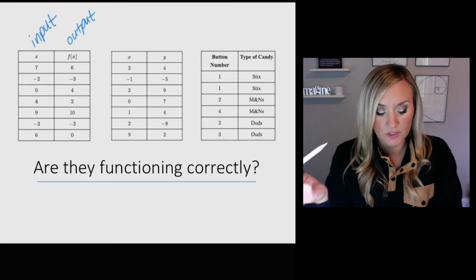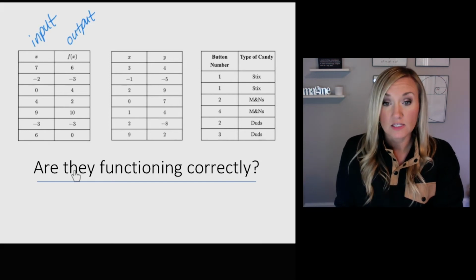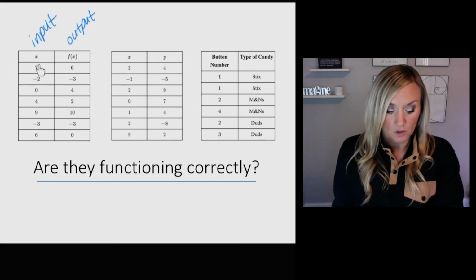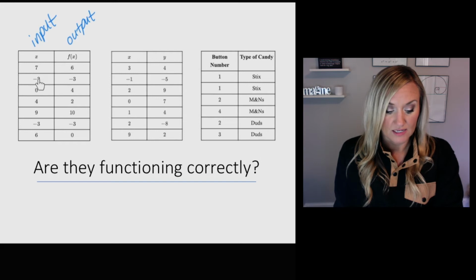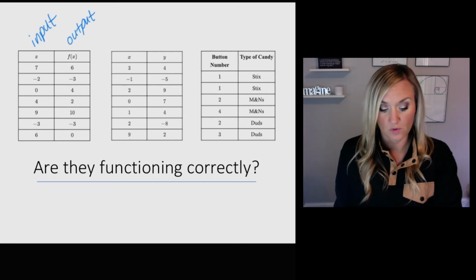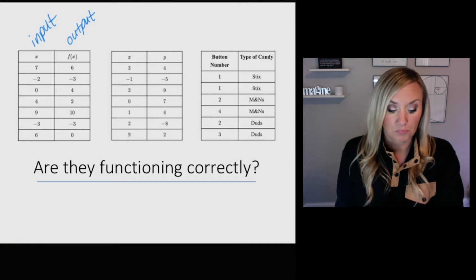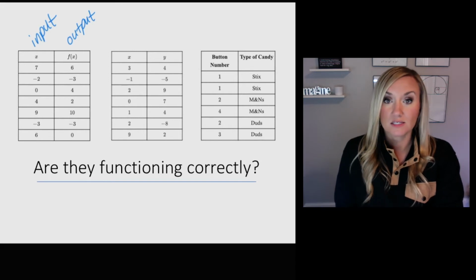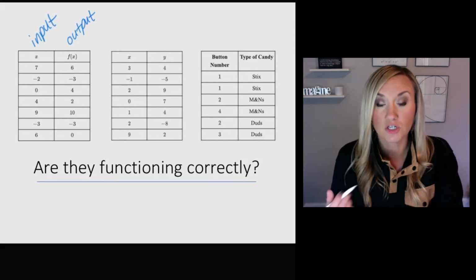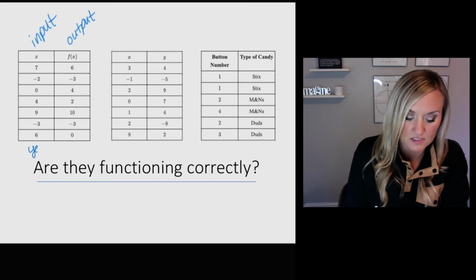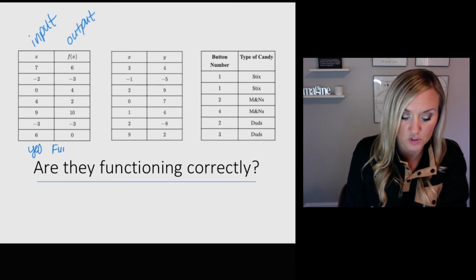So let's take a look and see, is this first table functioning correctly? So I push a 7, I get a 6, good. I see a -2, I see a 0, I got a 4, I push the 4 button, I get a 2, I push the 9 button, I get a 10. So looks like this is working pretty good. So I'm going to say that this is a function because it's functioning correctly, right? So I'm going to say, yes, this is a function.